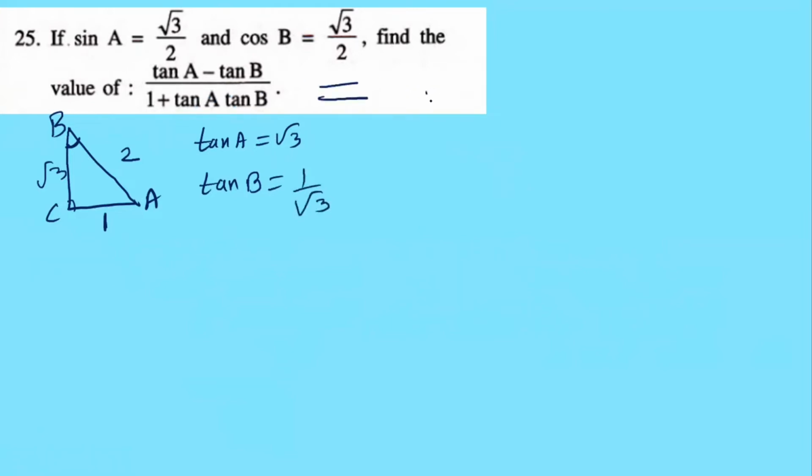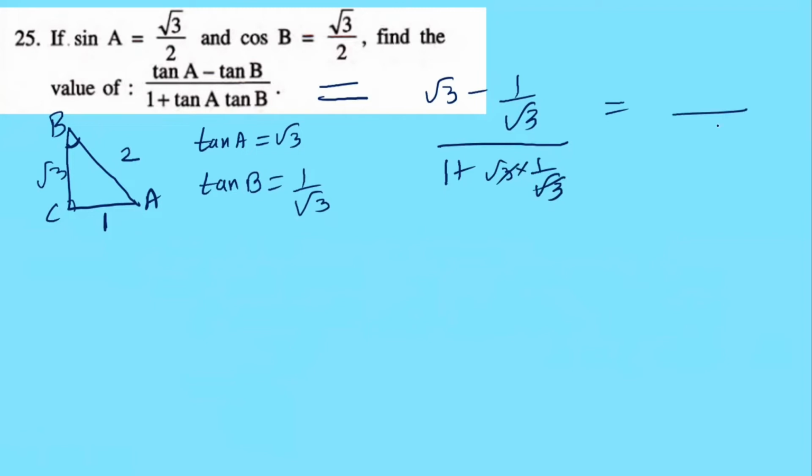So tan A, which is root 3, minus tan B, which is 1 upon root 3, upon 1 plus tan A tan B, that is root 3 into 1 by root 3. So this denominator becomes 2. Let us take the LCM. Root 3 into root 3 is 3, so 3 minus 1 upon root 3, upon 2. So 3 minus 1 is 2, and this root 3 comes down, so this becomes 2 upon 2 root 3, which is 1 upon root 3.